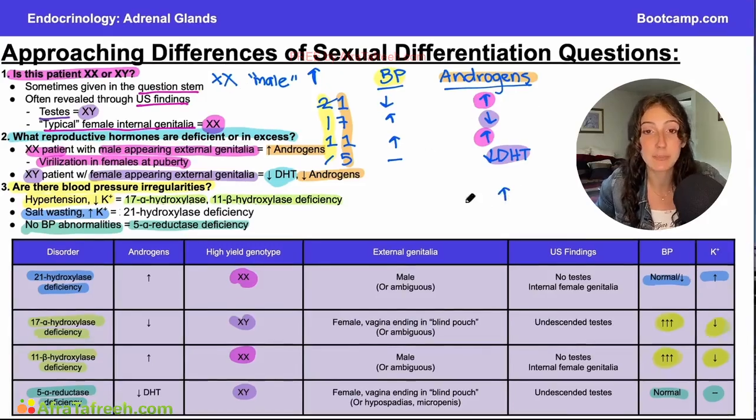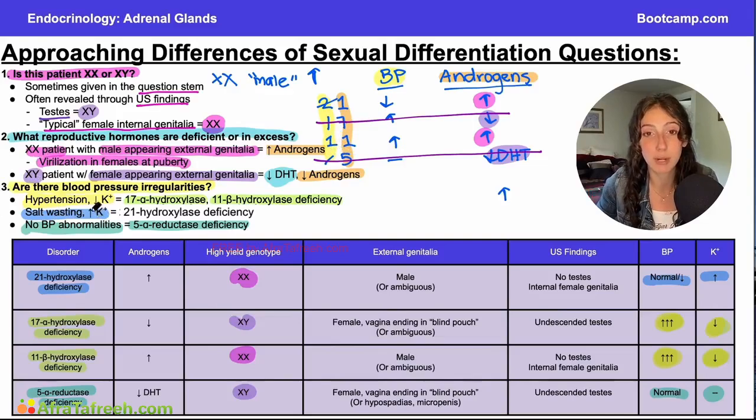And because I know that this patient has to have increased androgens to make an XX individual have male external genitalia, I know that it's not going to be any of the differences of sexual differentiation where our androgens are decreased. So we're not going to be talking about 17 alpha hydroxylase deficiency in this question, and we're not going to be talking about 5-alpha reductase deficiency in this question. It could still be 21 hydroxylase deficiency or 11 beta hydroxylase deficiency. To differentiate between these two, we're going to have to go to our third step.